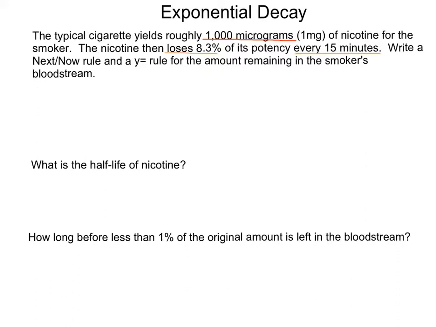Once again, underlying all the pertinent numbers, and we need to write a now next rule and a y equals rule for the amount remaining in the smoker's bloodstream. So I want to know how much is left. So I'm starting off my rule. The next time cycle, 15 minutes, we're going to have whatever we have now, that's the current amount, and then we're going to lose 8.3% of that current amount.